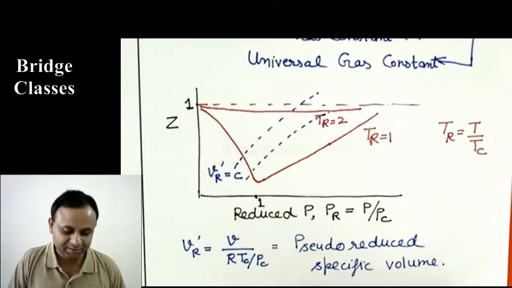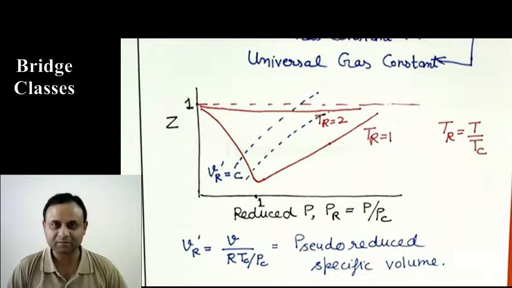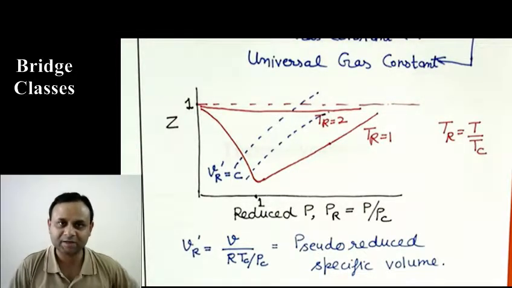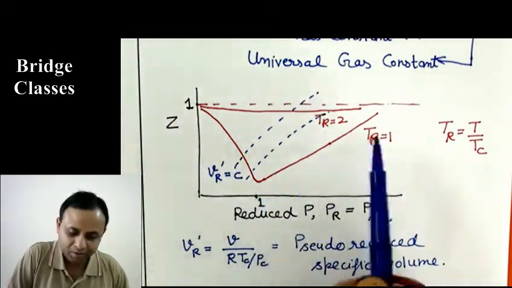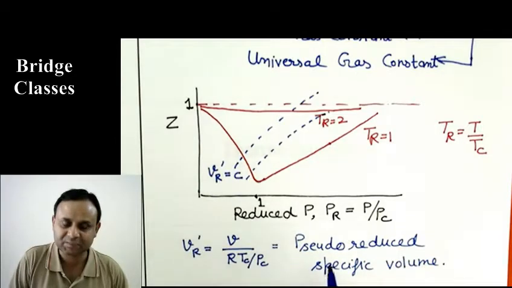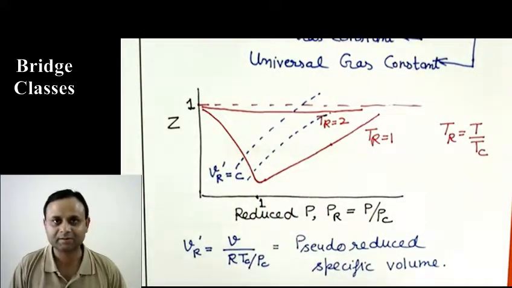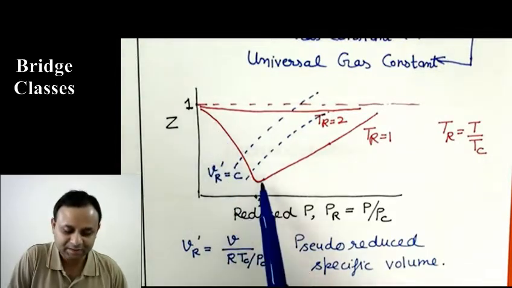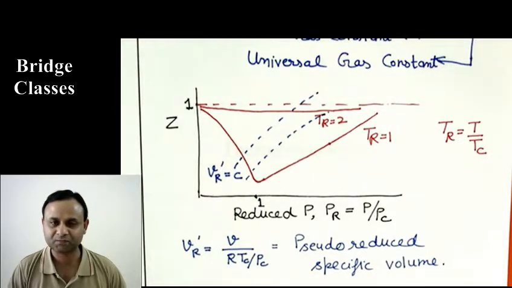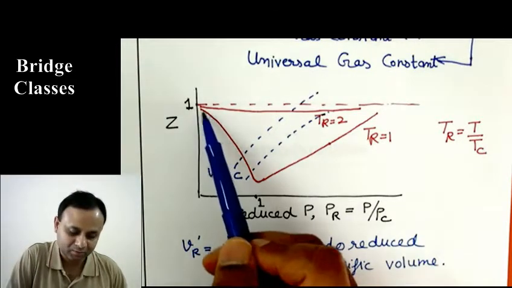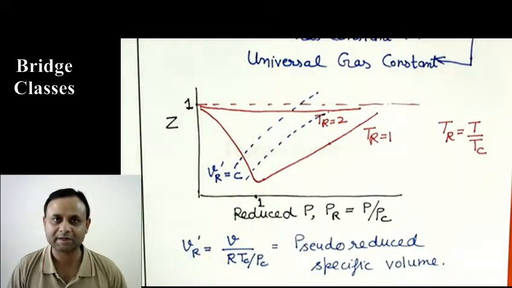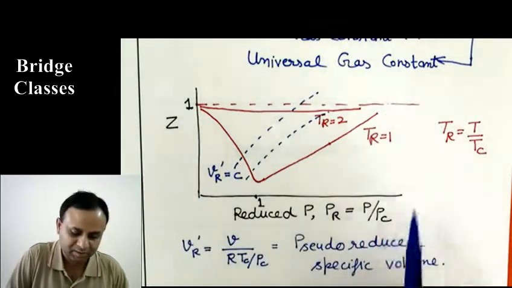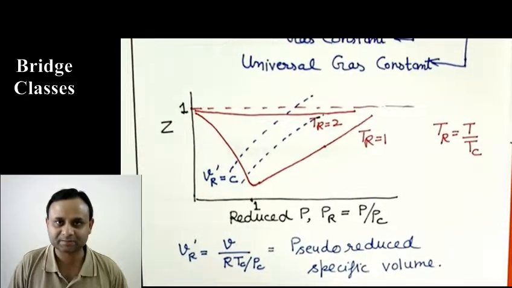And it turns out that it does not matter what the gas is. It could be helium, nitrogen, oxygen, carbon dioxide, any gas. The data for all gases on this Z versus PR plot looks very similar. It is not exactly the same, but the difference in data from different gases is only a few percent, not more than 2-3%. So you can draw these representative curves, which roughly represent all the gases. This plot is called the generalized compressibility chart.